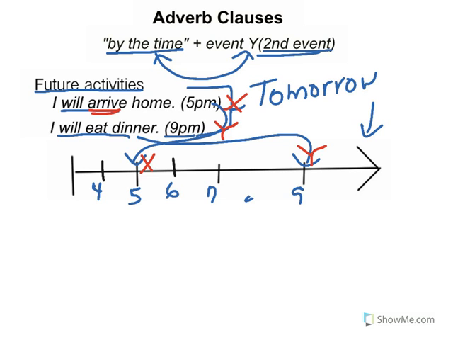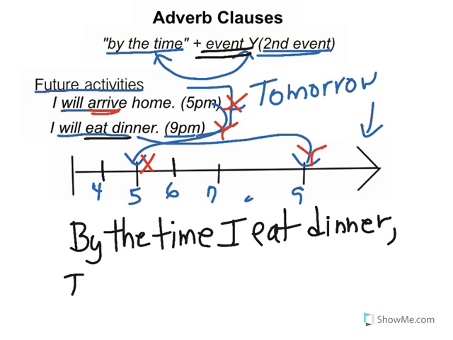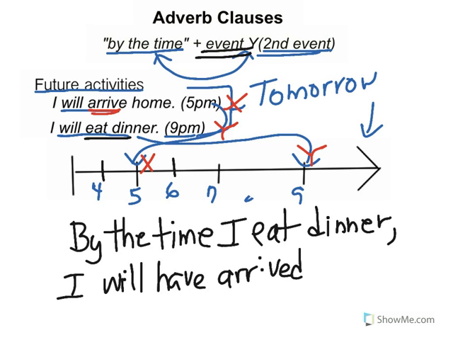So let's go ahead and combine those sentences using "by the time." It will look like this. By the time, and then event Y. So eat dinner. By the time I eat dinner tomorrow, I will have arrived home. And now notice two things here. We have "by the time I eat dinner, I will have arrived home."